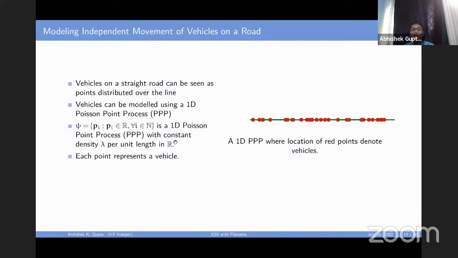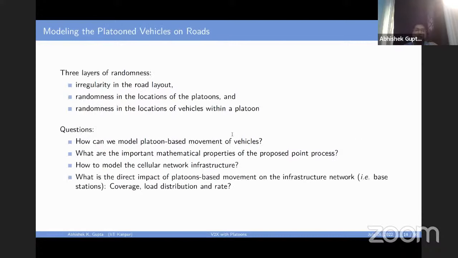So inspired from this, we will think about how we can model the platooned movement, right? If you think about platoon movement, you have basically different platoons, and in each platoon you have some vehicles, and these platoons are independent of each other. Now, because of the independence, platoons themselves are distributed randomly. So let us look at how this modeling problem is and what the complications here are.